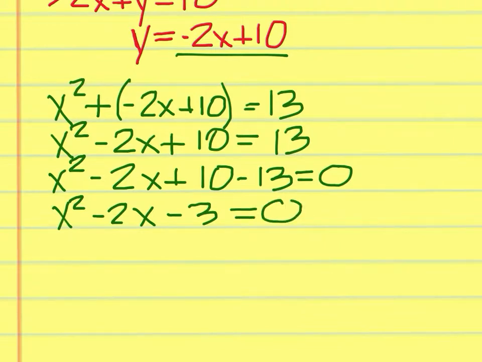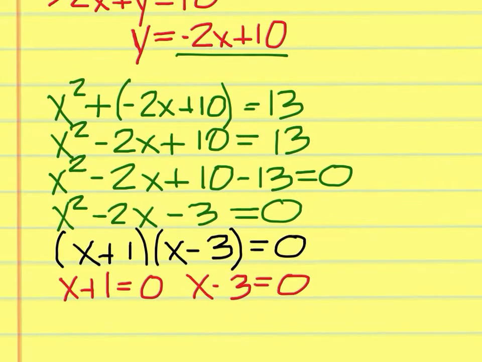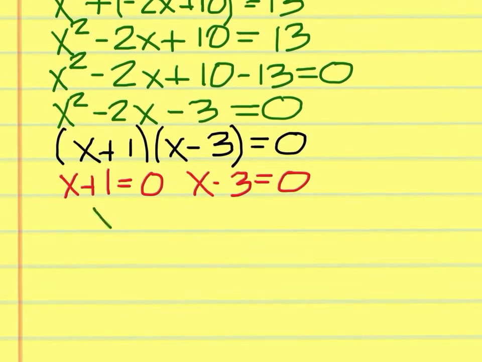You can use completing the square, the quadratic formula, or factoring to solve this. We've been over all three of those. This one is factorable because you can multiply to get a negative 3 and add to get a negative 2. So that would be x plus 1, x minus 3. Set each of those expressions equal to 0 and then solve them to get x equals negative 1 or x equals 3.